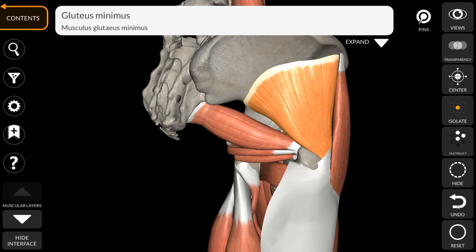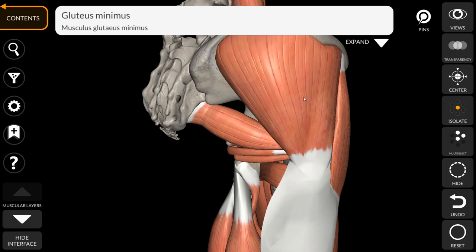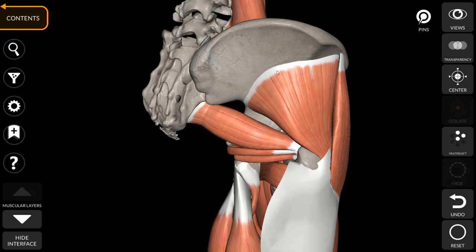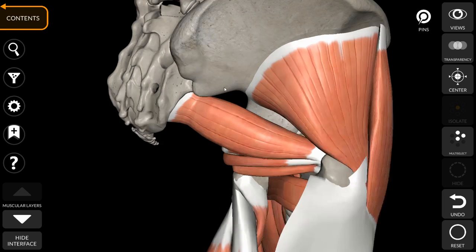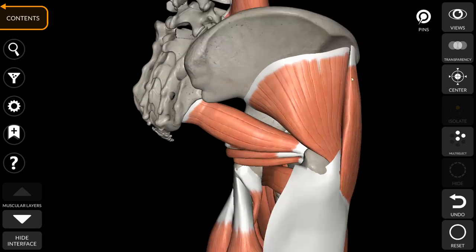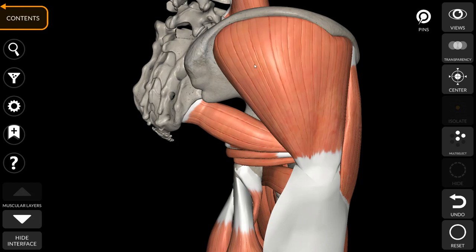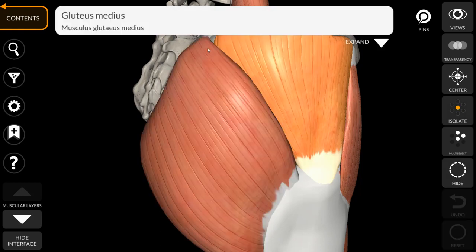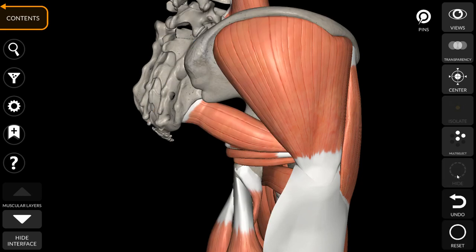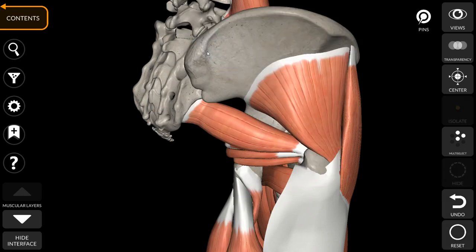And when we talk about the superficial muscle, this is your gluteus medius. Please remember, the gluteus medius is attached in between your posterior gluteal line and also the anterior gluteal line. So these are the regions where you can see your gluteus medius.